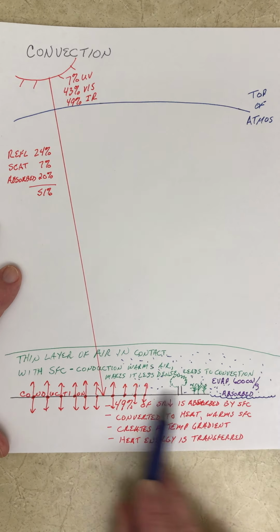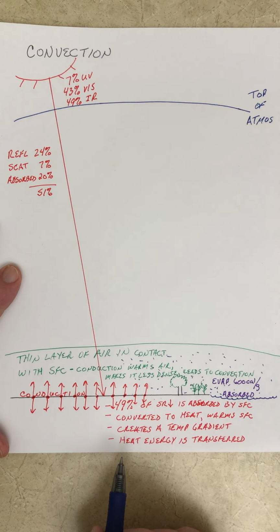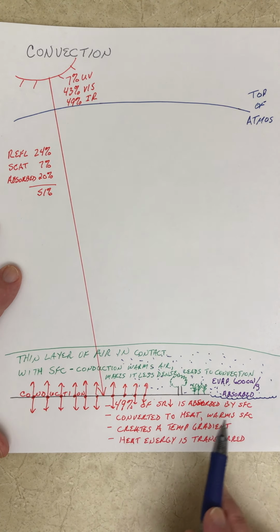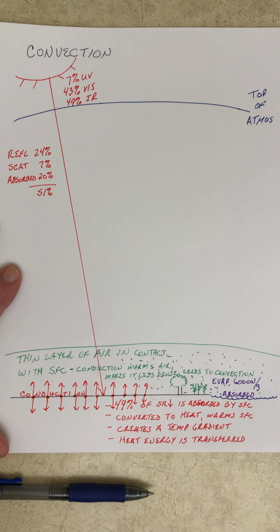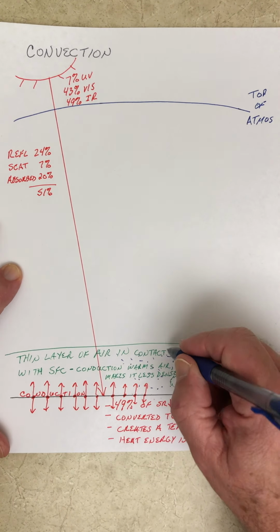Okay. Now, if you also remember that when we look at the energy balance within the Earth atmosphere system, there is a surplus of heat energy at the Earth's surface. There's a deficit of heat energy in the Earth's atmosphere. So we have to transfer that surplus of heat energy from the surface into the atmosphere. Okay, and one way to do that is through sensible heat.